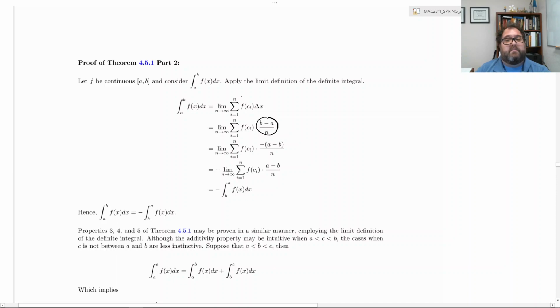But remember, b minus a over n, that means that b is the right-hand side and a is the left-hand side. Okay, well, what if you want to rearrange this? What if instead you let a and b swap places by factoring out a negative sign? Okay, so we factor out a negative sign, and now that puts a minus b on the numerator, but you have a negative out front.